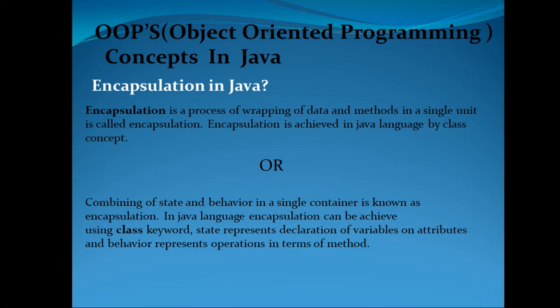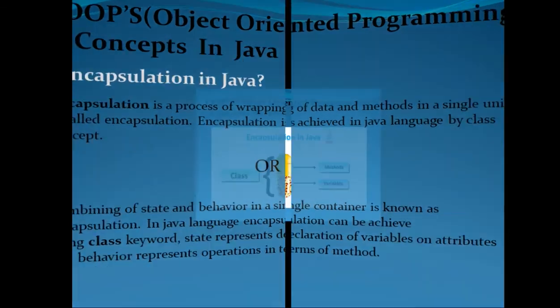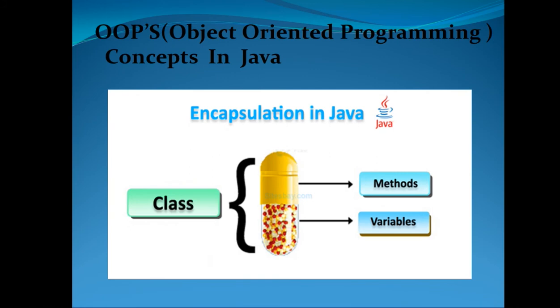So I hope you will take the notes of encapsulation in Java. So let's discuss from another slide. This is the diagram of encapsulation that shows how encapsulation works. This is the class, and it is like a capsule-like structure. Here we have methods and variables. Both are bound together. That's why it's known as encapsulation.